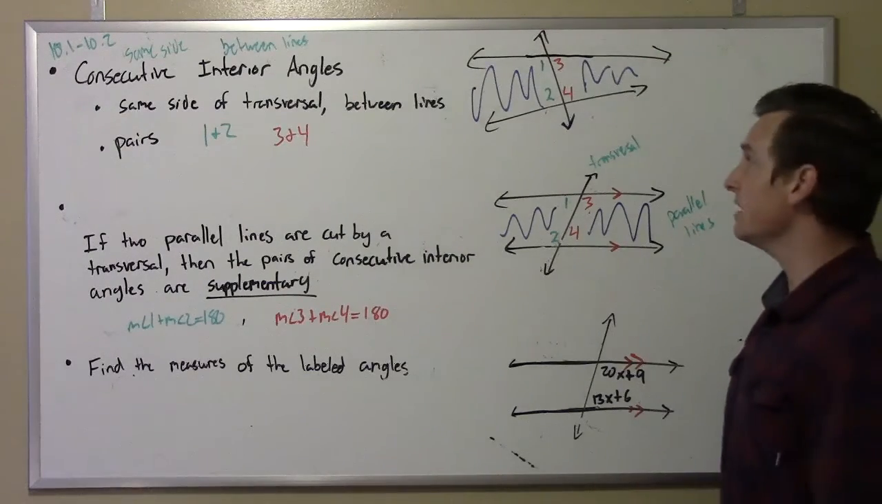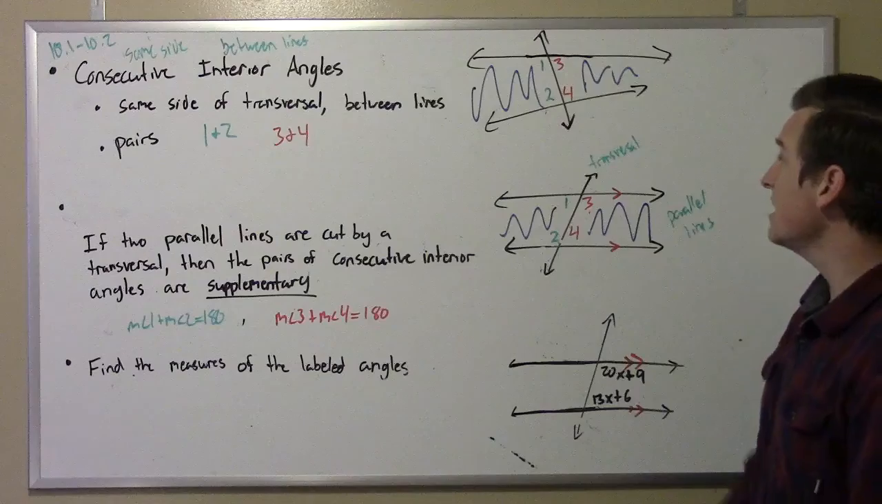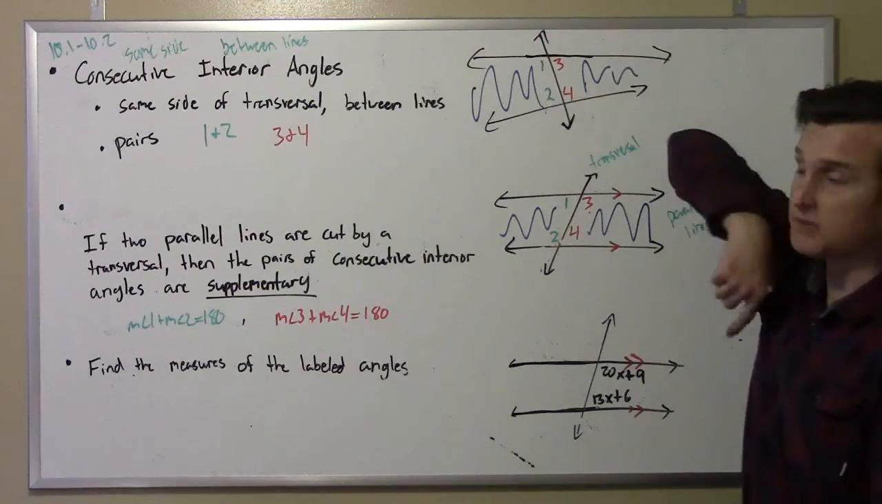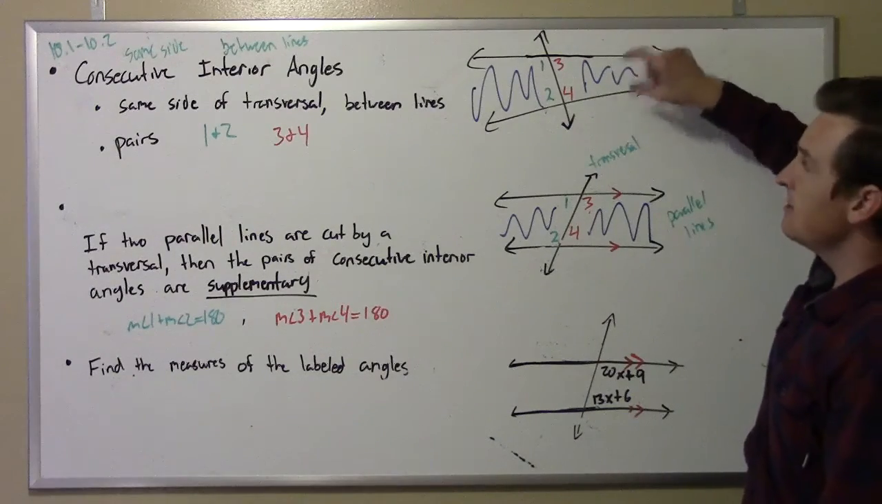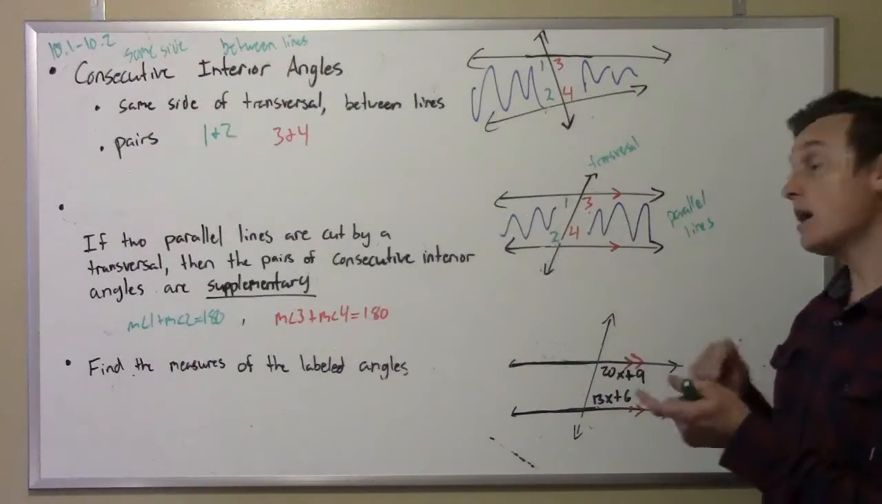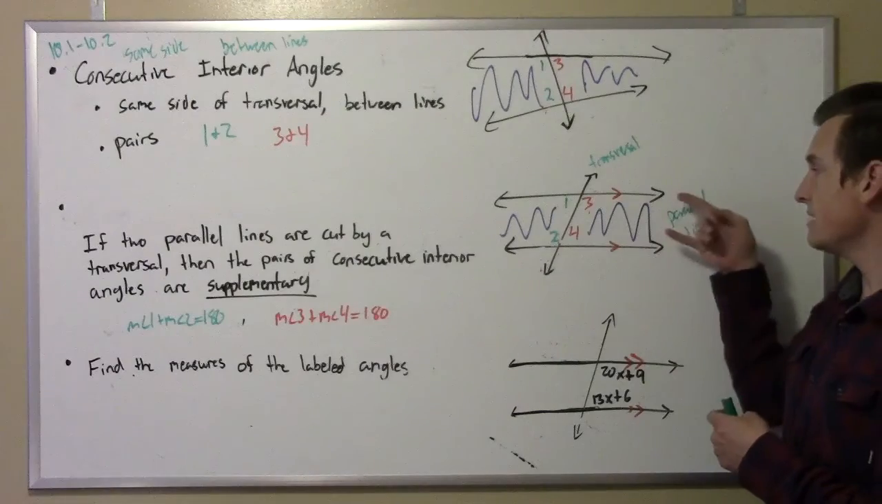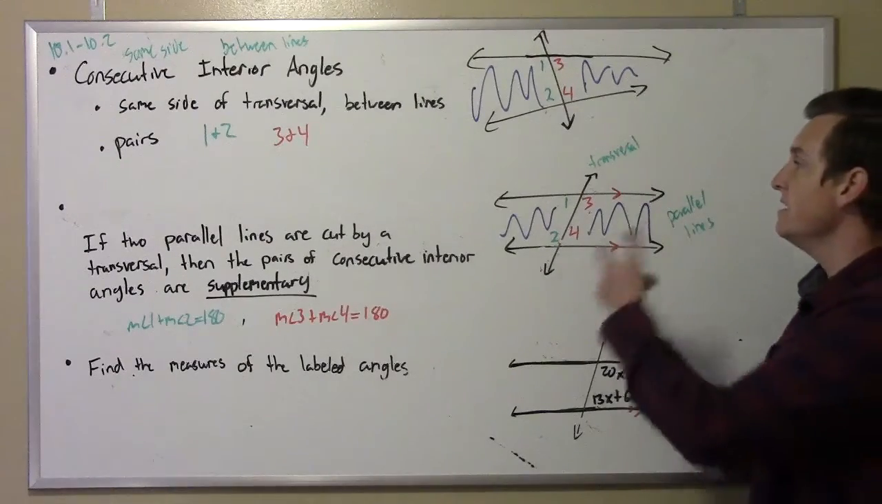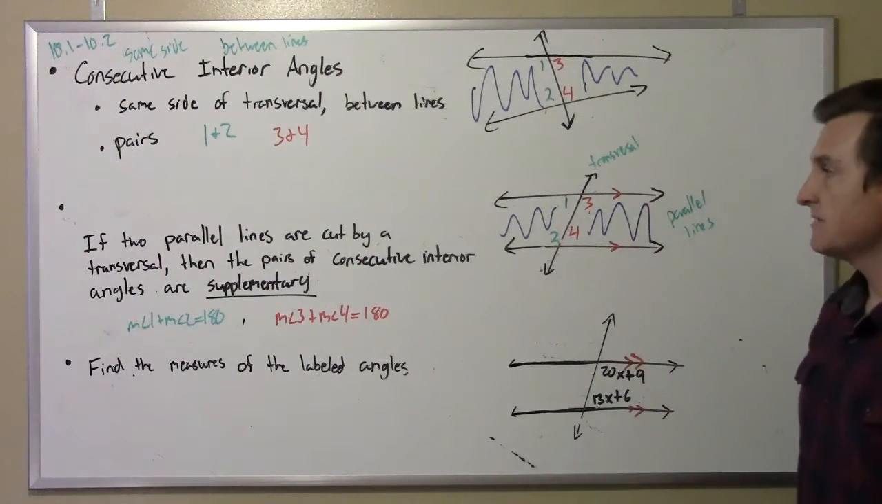Again, you don't have to have parallel lines to have consecutive interior angles. You just have to have two lines cut by a transversal. They don't have to be parallel. So here are the consecutive interior pairs. Now, if the lines are parallel, then you get a bonus. You get an extra piece of information.